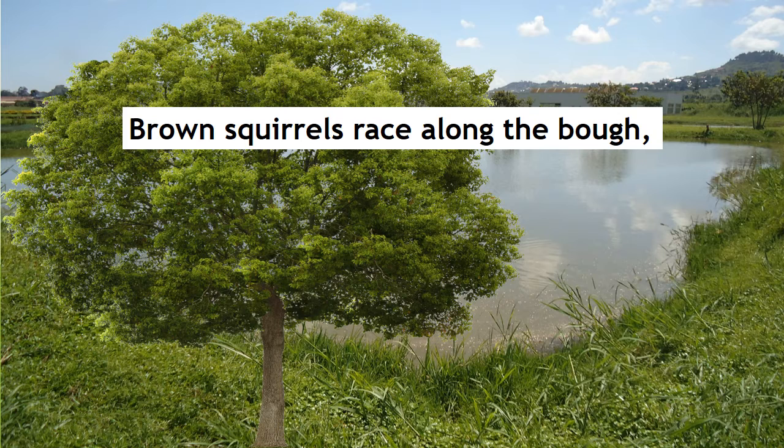Brown squirrels race along the bough. Students, you know the squirrels very well. What is the color of the squirrel? Yes, it is brown in color. And they used to race here and there. And also sometimes they used to go up the tree, and sometimes they used to come down from the trees. And here, how are the squirrels racing? Along the bough. Bough means a branch. So the brown squirrels race along the branch. How are they racing? Like this.